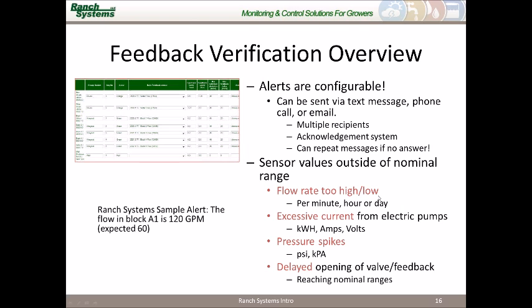So if a valve is sent the open signal, we check to make sure that the data point comes back that the valve has actually been electrically charged. Then we look for the flow or the corresponding feedback, and if it's outside of its nominal ranges within a certain period of time, we can send that alert as well. So we have a sample alert here that just says the flow in block A1, and then typically after this we would have a unit ID, and then it would give you the actual gallons per minute or whatever that sensor's unit of measurement is and what you would expect it to be.